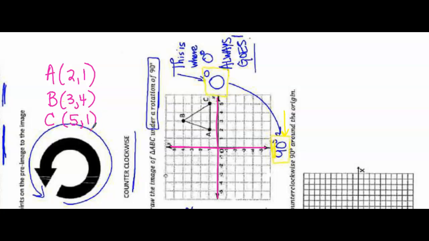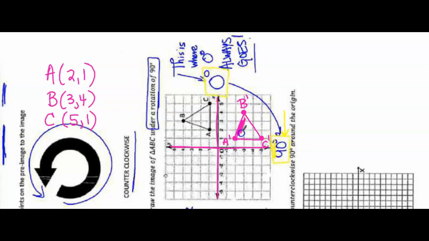So after you turn your paper, you just graph these points. So A prime will be at 2 right, 1, 2, up 1. This is now where A prime is because you're looking at your paper as this is the normal coordinate plane. Next, you would graph B. B is at 3, 1, 2, 3, up 1, 2, 3, 4. B prime. And C would be at 5, 1. 1, 2, 3, 4, 5, up 1. C prime. I'm going to connect these.